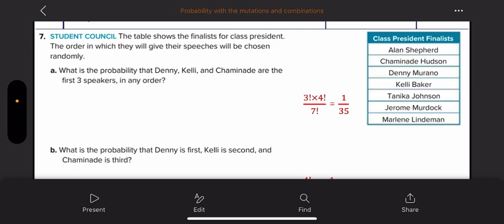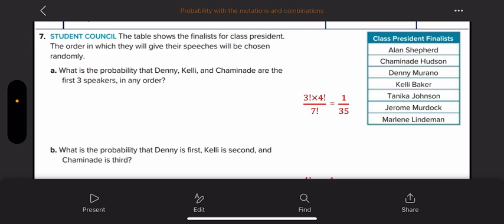Okay, here is the question. I think I've mentioned this earlier. In any order means the order is unknown. I don't know the specific order of them. First of all, how many presidents or names am I choosing from? If you count them from the table, they are 7. So I will put on the denominator 7 factorial.